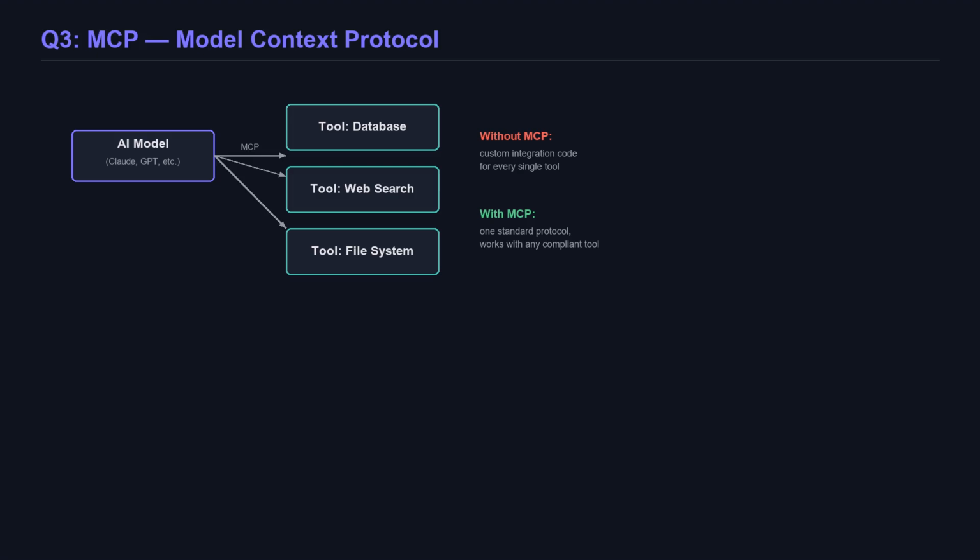Question 3. What is MCP, and why does it matter for agent development? MCP, or Model Context Protocol, is a standardized way for AI models to connect to external tools and data sources, like a universal adapter, instead of writing custom integration code for every tool an agent needs to use.